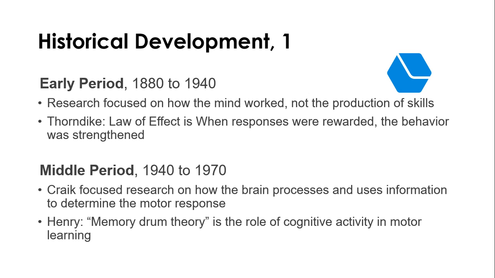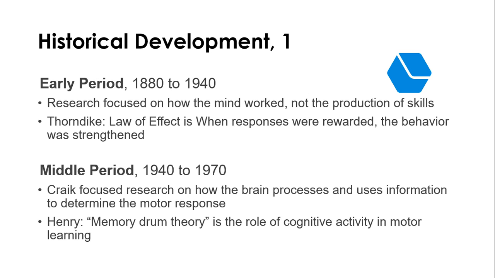with controls positioned differently. In the late 1940s, Craik advanced his ideas about the similarities between the human brain and the computer, which gave new insight into how the brain processes and uses information to influence the motor response. And in the 1960s, Franklin Henry published his landmark paper on the memory drum theory, which discussed the role of cognitive activity in motor learning.